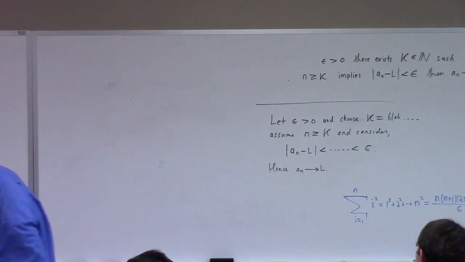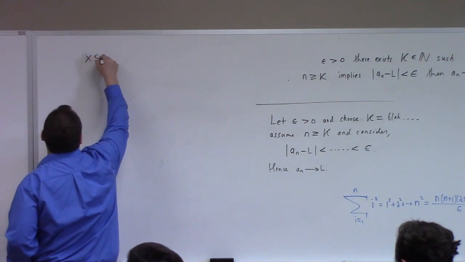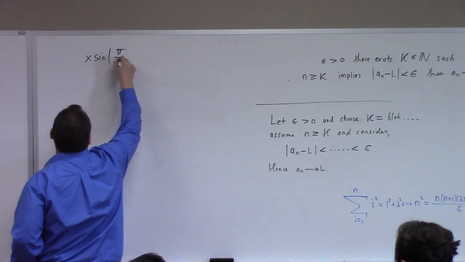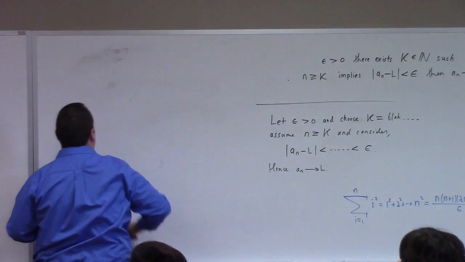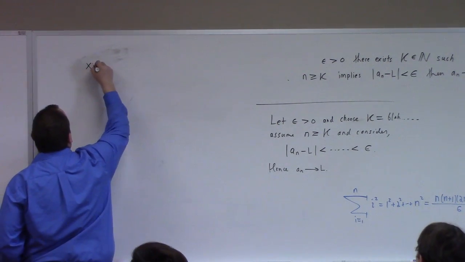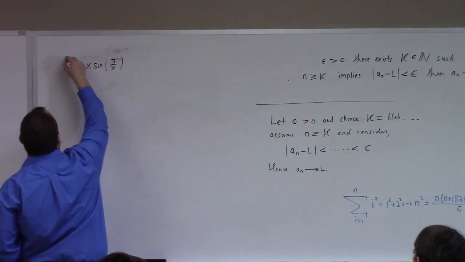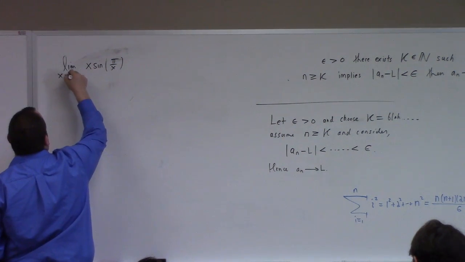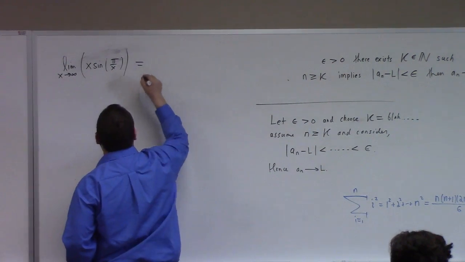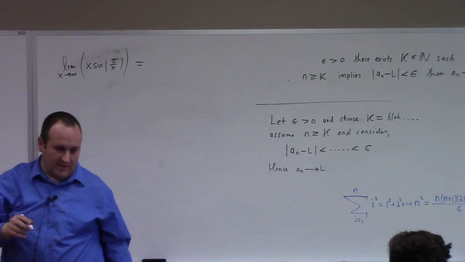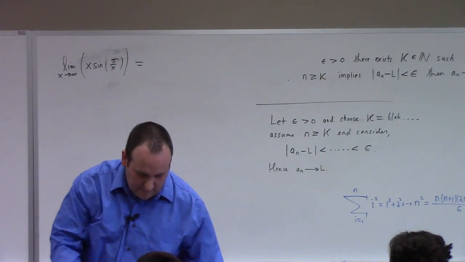Number 10 is x times the sine of pi over x. All right. So what type is this as you're thinking about it? That's the first thing I ask myself with any limit: what type is it? Can I just plug the number in?